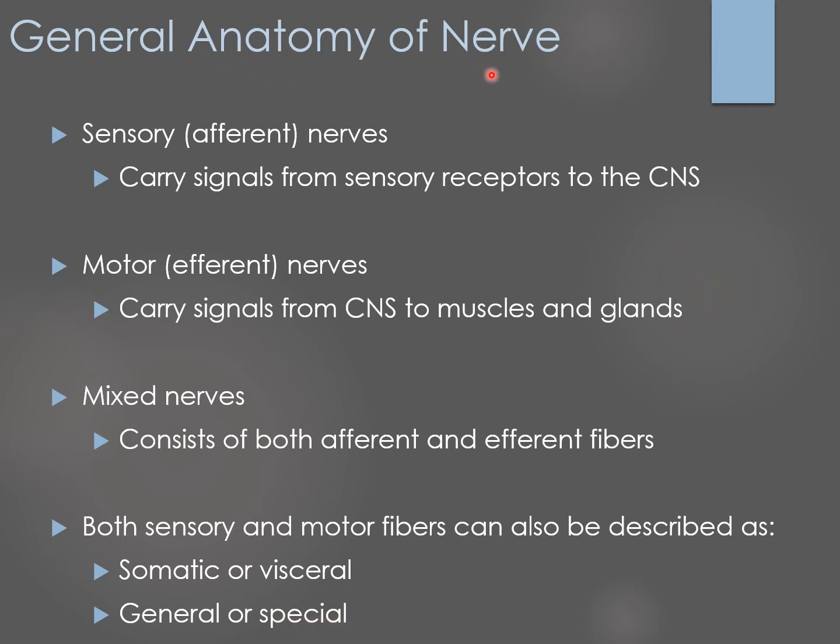When we look at these fibers in nerves, if a nerve has only afferent fibers, it's a totally sensory nerve. If it has only efferent fibers, it is a totally motor nerve. If it is a nerve that contains afferent and efferent fibers, we call it a mixed nerve. And then, like I said before, both sensory and motor fibers can be somatic or visceral, general or special.